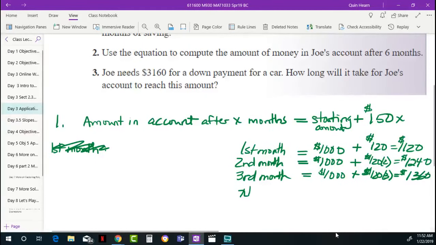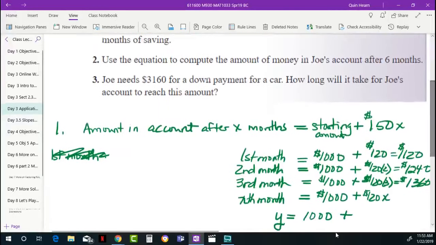How about the xth month? So at the end of the xth month, he has the $1,000 that he started with, plus he has $120 for each of the x months. So the equation could be written as y equals, y being the amount in the account after x months, the starting amount, 1,000, plus, oh wait, is it 120 or 150? Oh good, 120. I wrote 150 here for some reason. Sorry about that. Plus 120 times x.